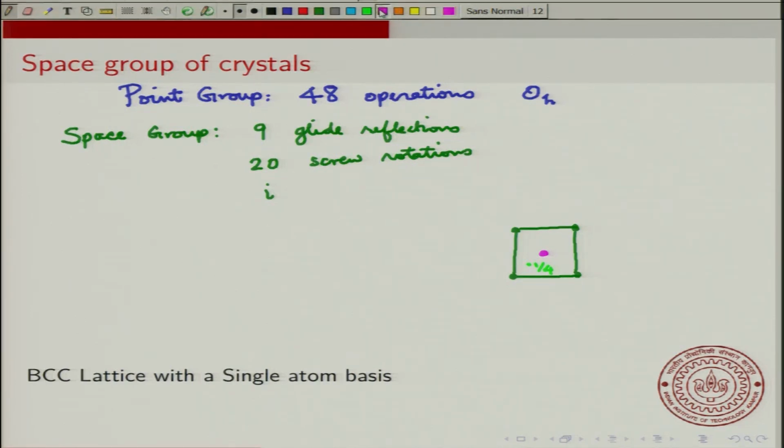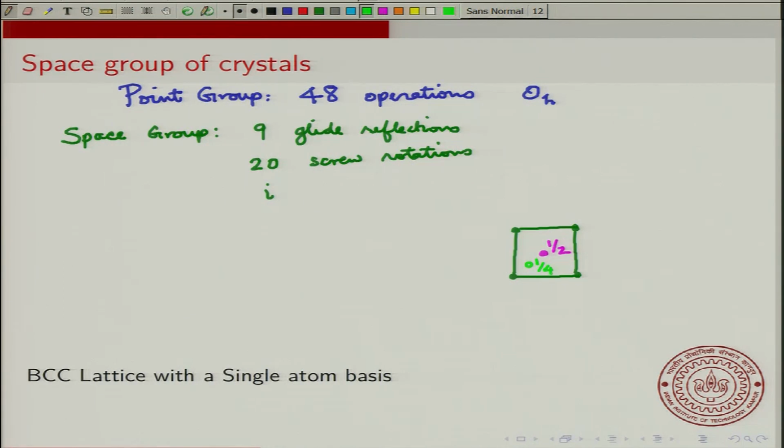This was a height of half. The body center is at a height of half, at z equal to half. So this is at z equal to 1/4. You have an inversion center, and let me use the symbol for the inversion center. There. So there is an inversion center right there, and again this inversion center, you can only see if you look at more than one cell.